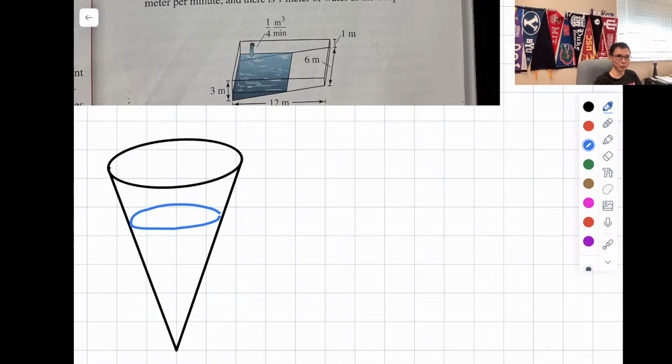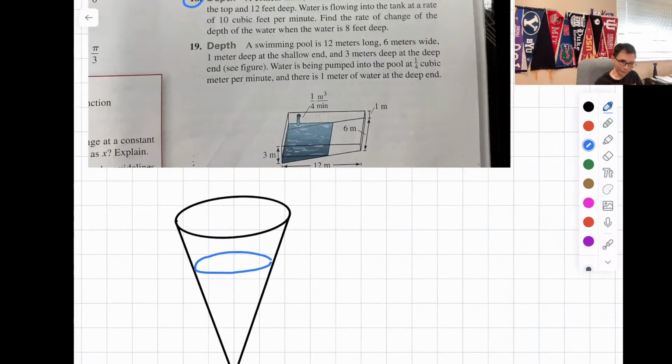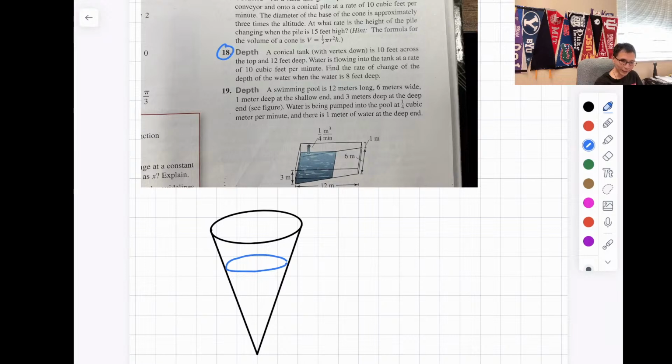So look at my beautiful drawing. A conic tank is 10 feet across the top, so this is 10 feet. And this is 12. And here it is 8 feet deep, so from here to here is 8 feet.